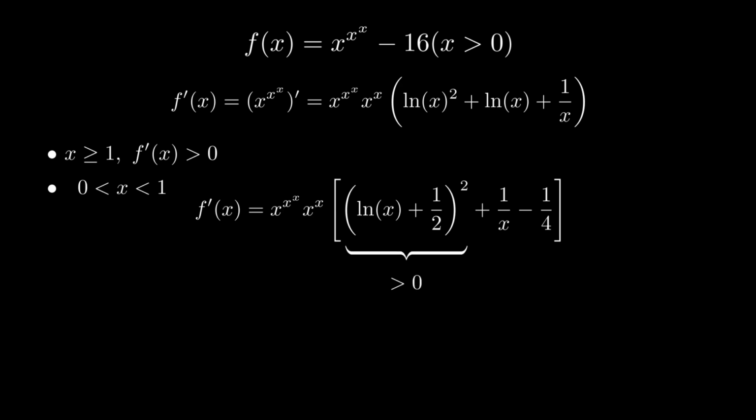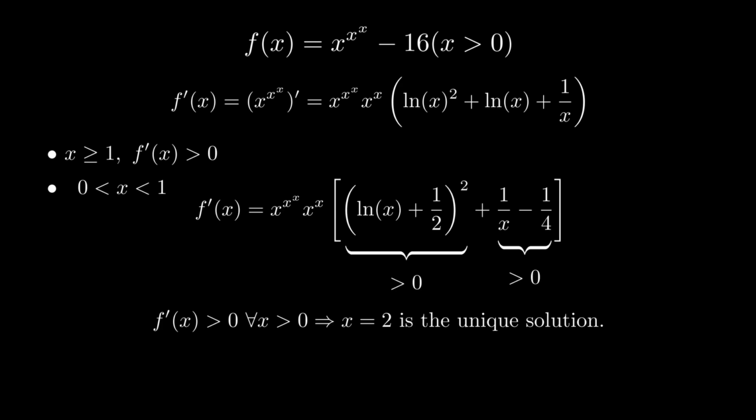Clearly, the square term will always be non-negative, and in this case, it can even be considered positive. For x between 0 and 1, we can confidently state that 1 over x is greater than 1. As a result, 1 over x minus 1/4 will always be positive. So we have shown that f prime of x is greater than 0 for all x greater than 0, verifying that the root at x equals 2 is the only solution. This is quite elegant and satisfying. This problem showcases the beauty of mathematics, a challenging algebraic problem that required calculus to solve.